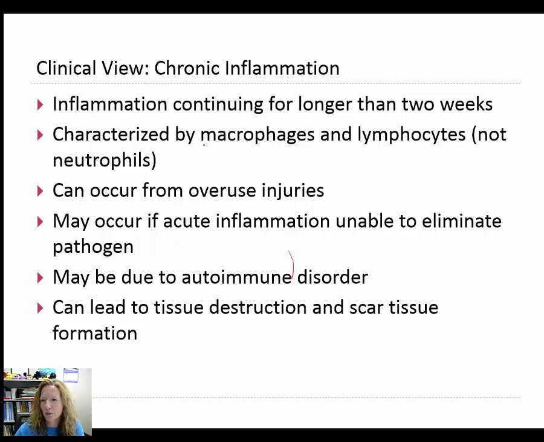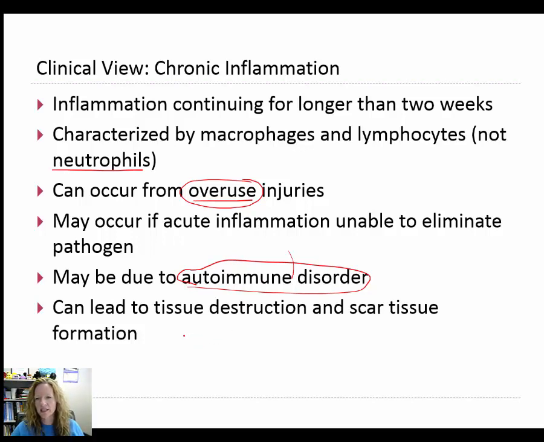The key cellular players are going to be macrophages and lymphocytes, but not neutrophils, because if you think about chronic inflammation, it's usually because of overuse, like tennis elbow or anything like that. Or it becomes chronic after an acute inflammation trying to eliminate pathogens, like with tuberculosis or allergens, or it could be because of an autoimmune disorder like rheumatoid arthritis. So if you think about that, neutrophils are mainly there for bacteria, so you don't really have a lot of bacteria coming in with overuse injuries or autoimmune disorders. So that's why you don't typically have a whole lot of neutrophils with chronic inflammation.